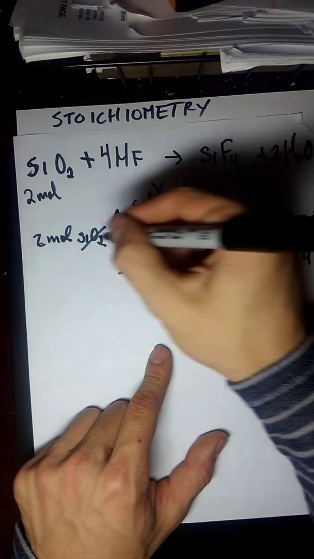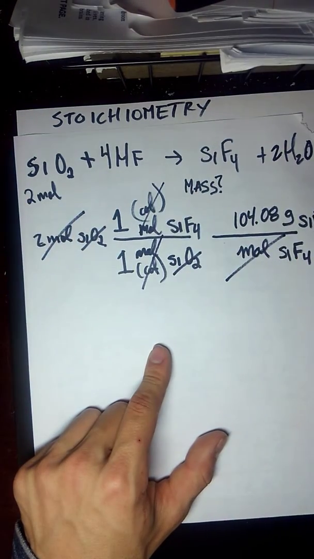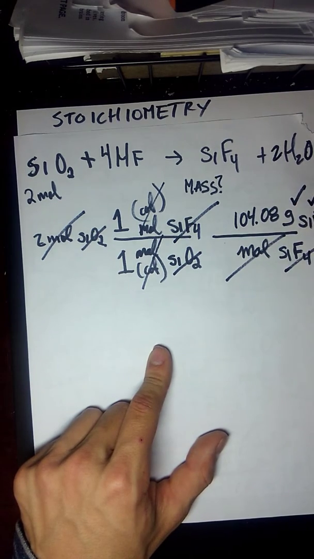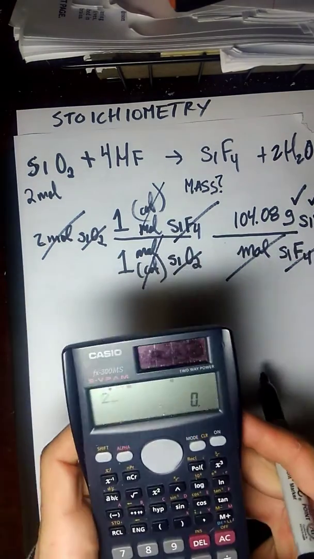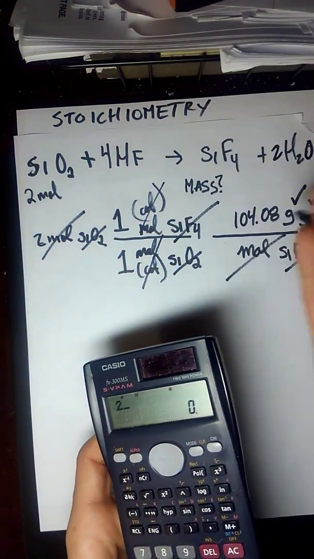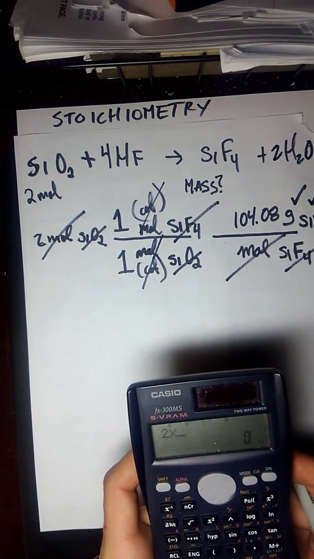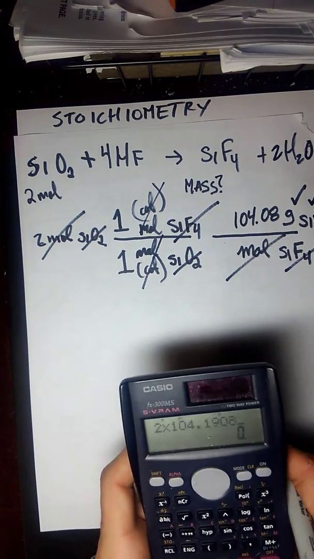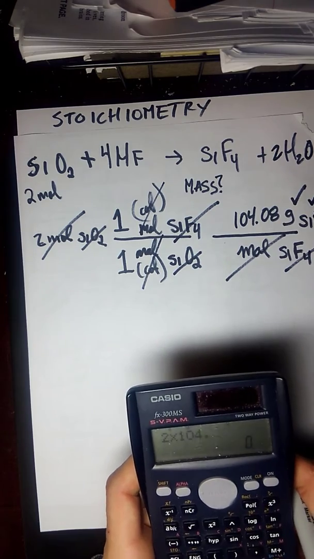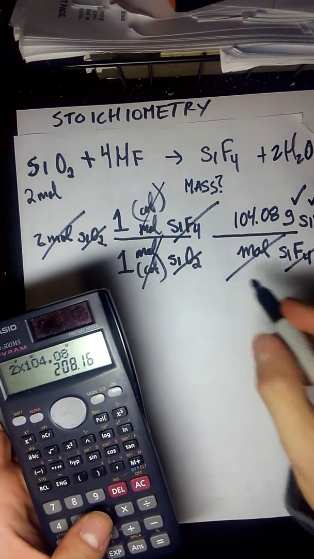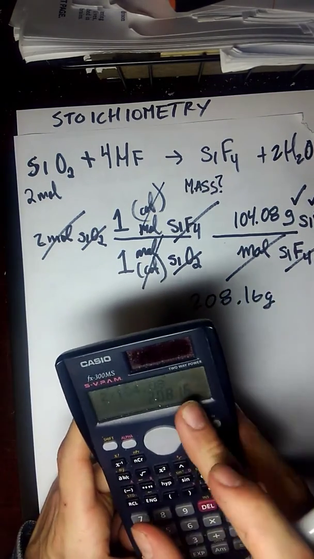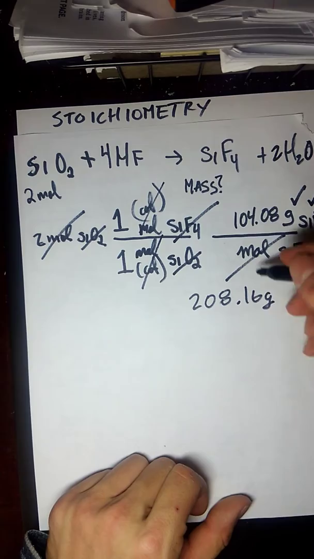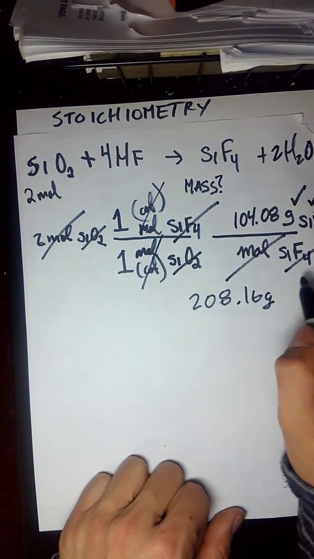Okay. So look at this. Moles from all the way over there cancels moles from all the way over here. Silicon tetrafluoride cancels to silicon tetrafluoride. I'm left with what I want, right? Now if I plug this into my calculator, I'm simply going to get 2 moles times 1 divided by 1, the same thing. So I'm literally just going to multiply it by 104.08, and I'm simply going to get 208.16 grams of silicon tetrafluoride. So that's the mass of silicon tetrafluoride I'm going to get from 2 moles of silicon dioxide.